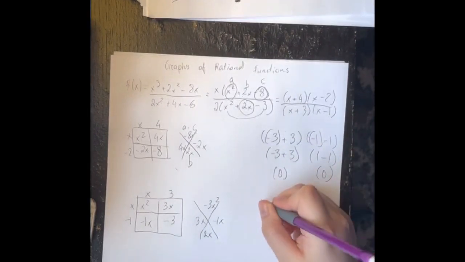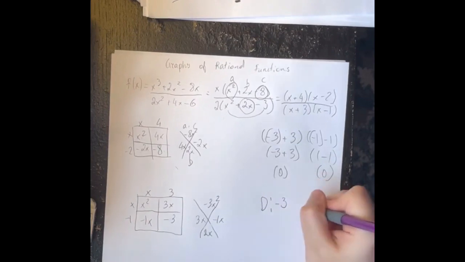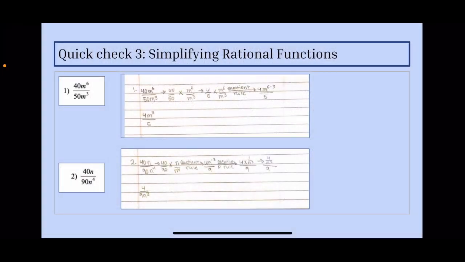So our discontinuities would be negative 3 and 1. Quick check 3, simplifying rational functions. I will be using problems 1 and 2 from the practice problems.